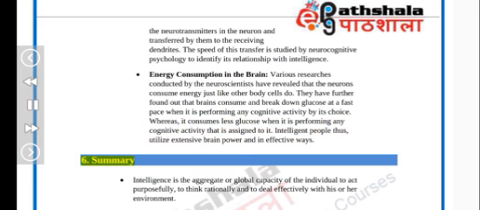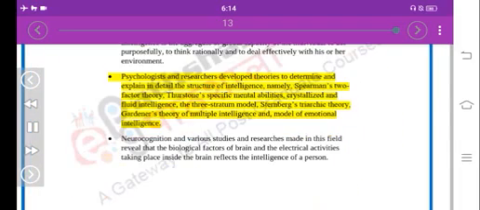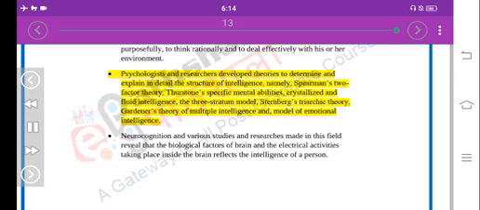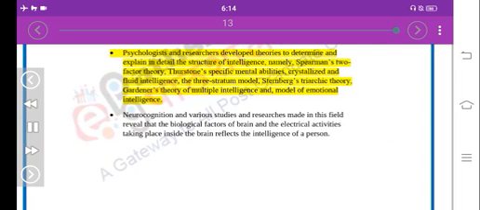6. Summary. Intelligence is the aggregate or global capacity of the individual to act purposefully, to think rationally and to deal effectively with his or her environment. Psychologists and researchers develop theories to determine and explain in detail the structure of intelligence, namely, Spearman's two-factor theory, Thurstone's specific mental abilities, crystallized and fluid intelligence, the three-stratum model, Sternberg's triarchic theory, Gardner's theory of multiple intelligence and the model of emotional intelligence.